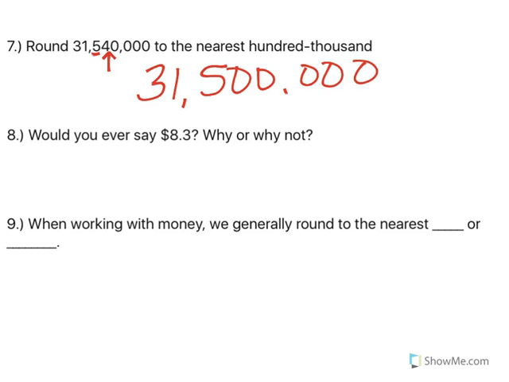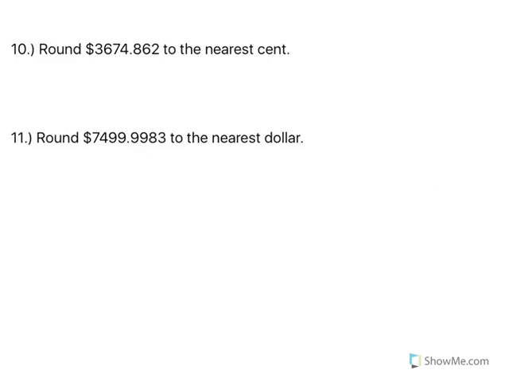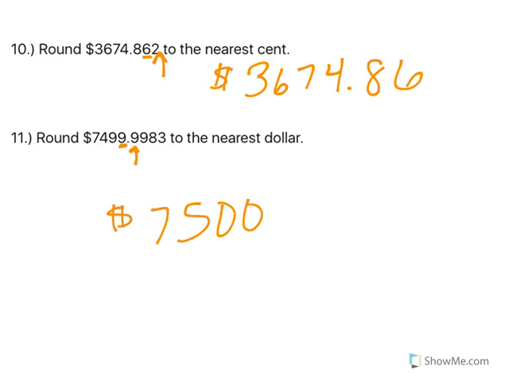Number 8 gets us into money. Would you ever say you have $8.3? No, right? We would say we had $8.30, because money is always talked about in terms of nearest hundredths, because hundredths is 2 decimal places, always. So whenever you're dealing with money, it's just a normal rule of thumb that you want to go 2 decimal places always. So go ahead and try these 2, and then come back and look at them.